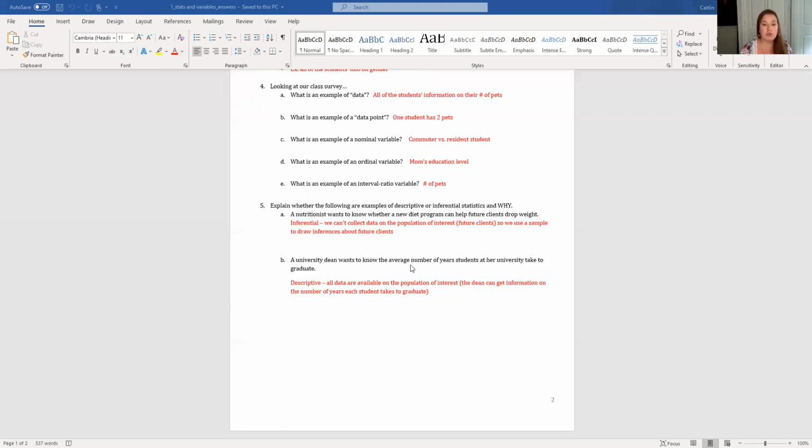This next one then is a university dean wants to know the average number of years students at our university take to graduate. Is it possible for a dean to have information on the number of years for all students? Yes, that's information she or he should have. So then it would be descriptive because this is information they should have access to.